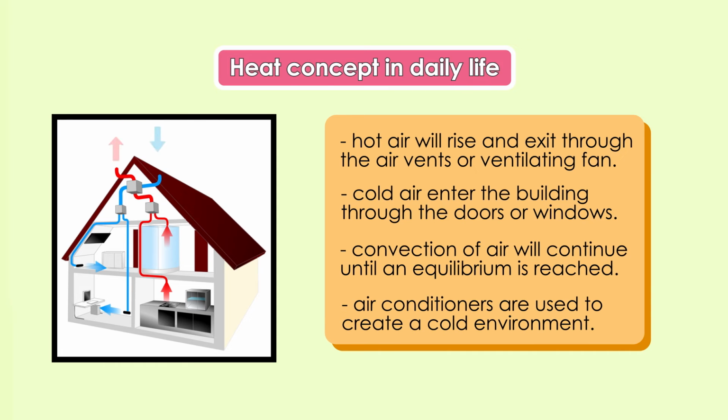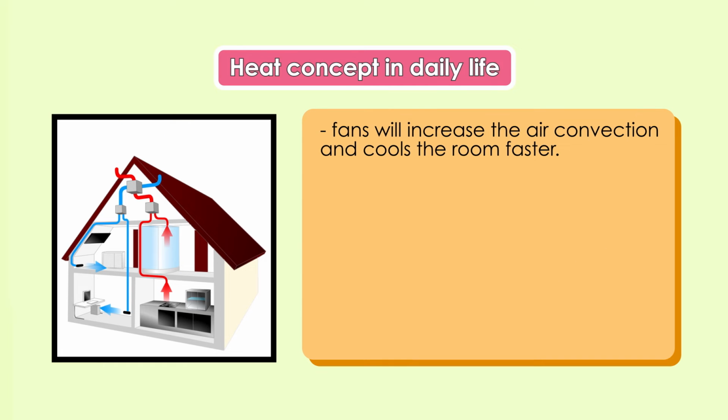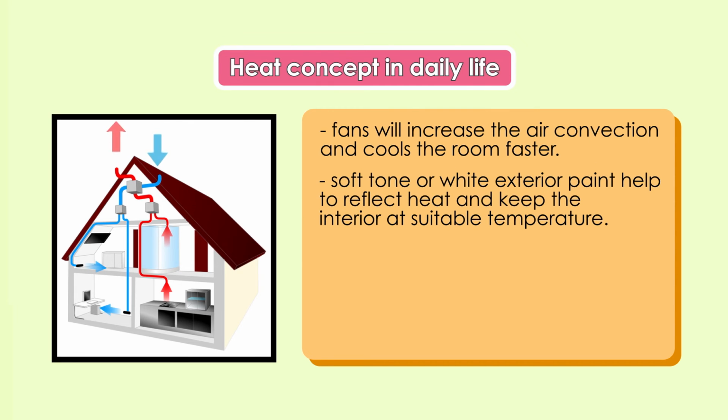Air conditioners are used to create a cold environment inside a room during a hot sunny day. Fans will increase the air convection and cool the room faster. Applying a soft tone or white exterior paint will help to reflect most of the heat and keep the interior of the building at a suitable temperature.